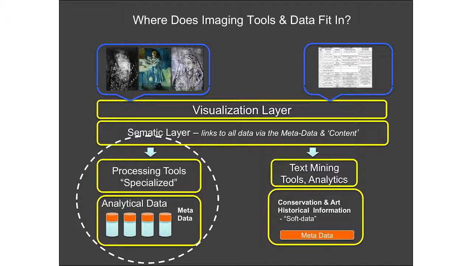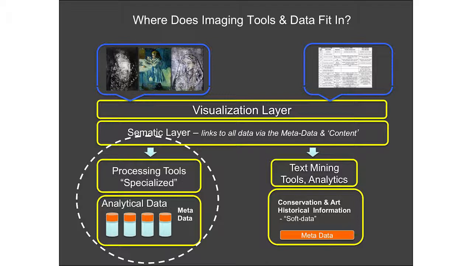And there's a visualization layer, which is a series of customized displayers that could be used. What ties this all together is a semantic layer, which links into all the data via the metadata and content-specific information. And that sits above a bunch of things like text mining tools and analytics that would look at conservation art imagery, that's Conservation Space type things, or specialized image processing tools that are being developed by various groups that are looking at analytical data.